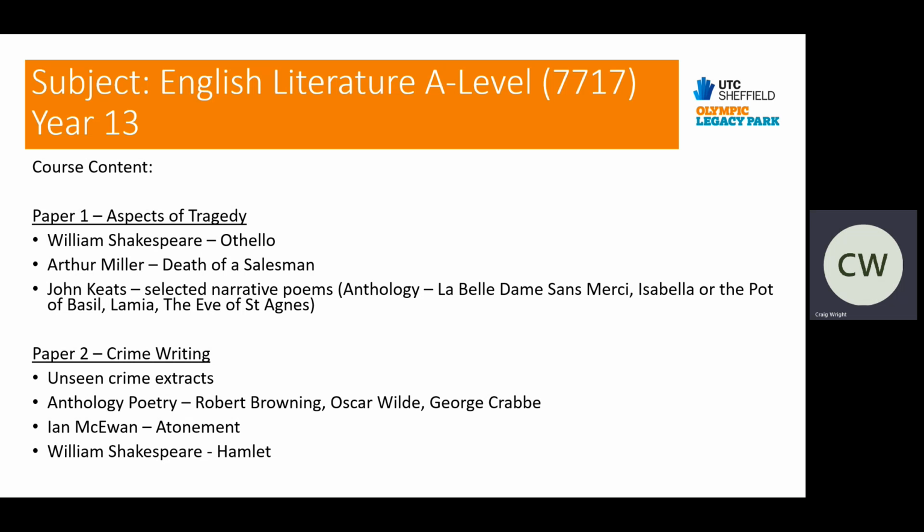For paper 2, it's crime writing, where we've got unseen crime extracts. We've got the Anthology of Poetry that students will have studied by then. We've got the novel, Ian McEwan, Atonement, and we've got Hamlet, which we've added onto there. So a lot of very traditional text within that.